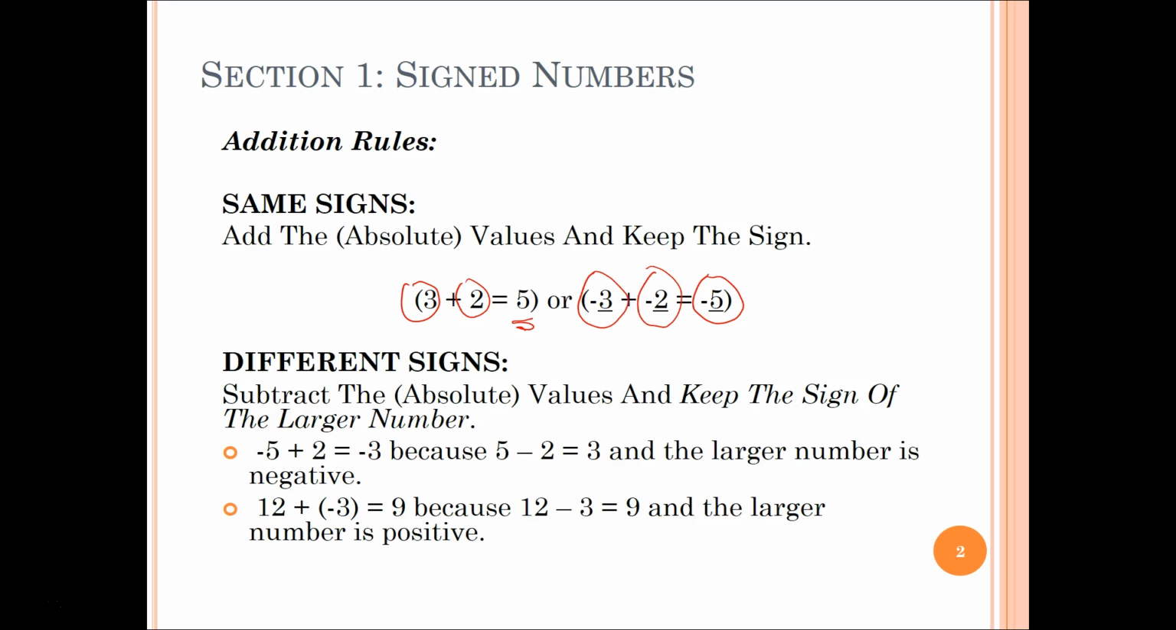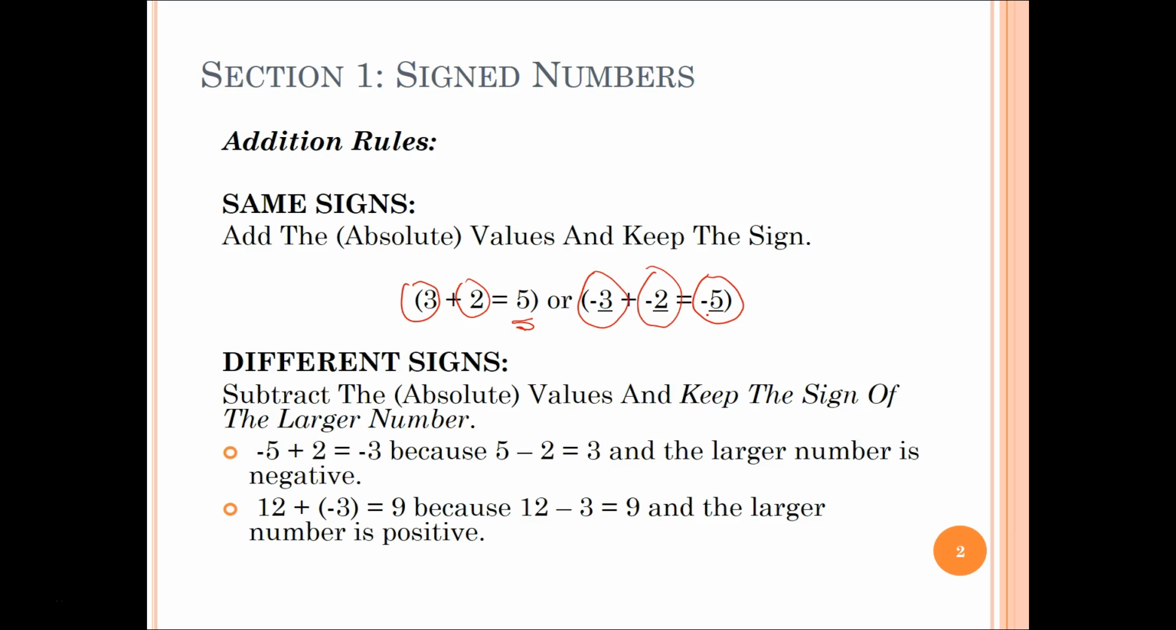And if you remember, the absolute value of a number is the distance from that number and 0 on the number line. So the absolute value of 3 is going to be the same thing as the absolute value of negative 3. So what we can do is when we have same signs, if they're both negative, ignore the signs, add the magnitude of those values, and then make sure to bring your negative sign along for the ride.